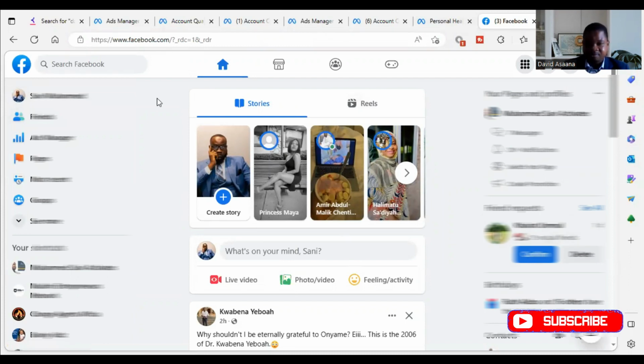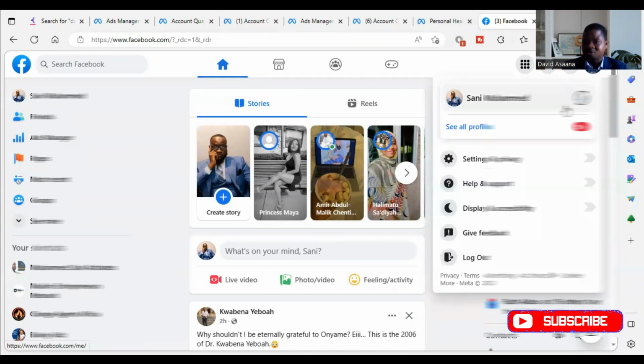Then you make sure that you change your name and your birthday to match exactly with the ID card you're using, whether it's national ID, passport, voter ID, or driving license. Make sure that your first and last name are exactly matching. If it is not matching, you can click on your profile picture on the top right-hand corner, click on settings and privacy, go to your personal and account information, check your name, change it.